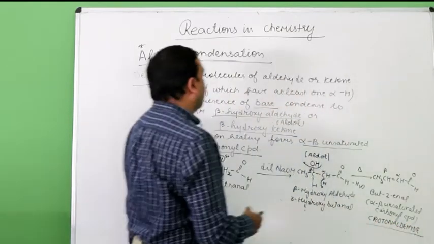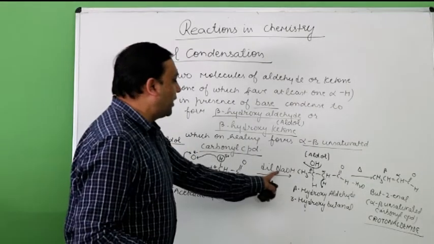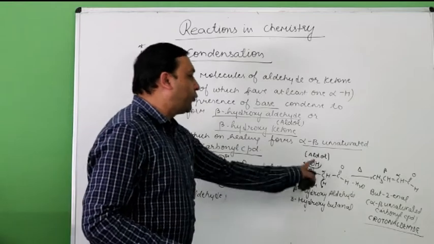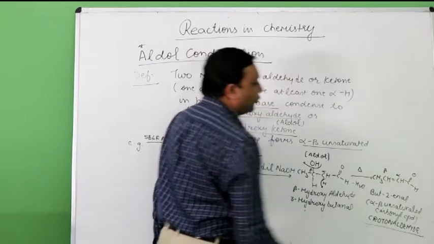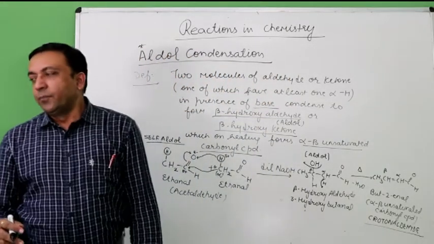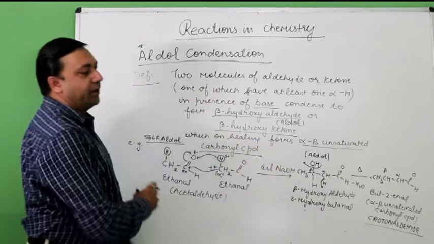Now what is aldol condensation? I have explained this with an example. That is, two molecules of aldehyde in presence of dilute NaOH form beta hydroxy aldehyde, which on heating undergoes dehydration to form but-2-enal. That is, the reaction with its definition has been completed.